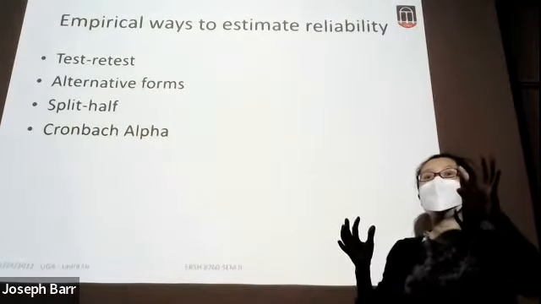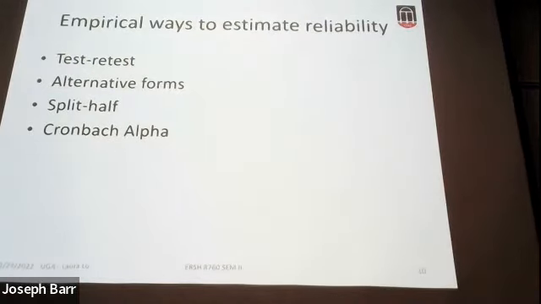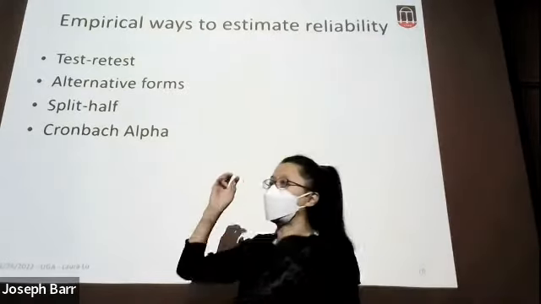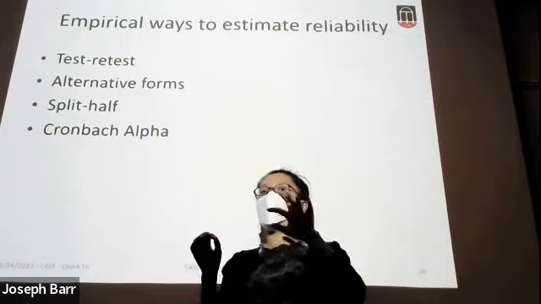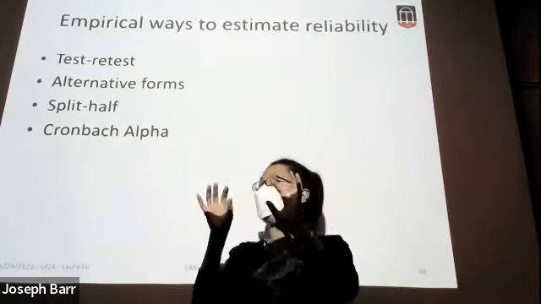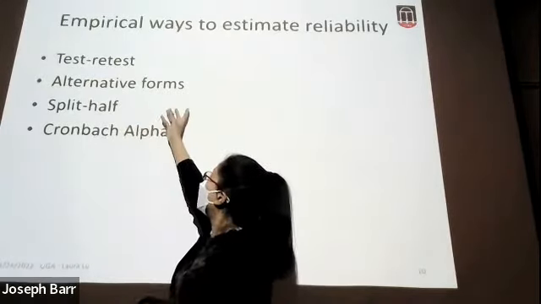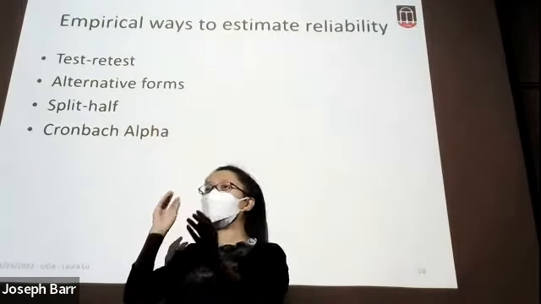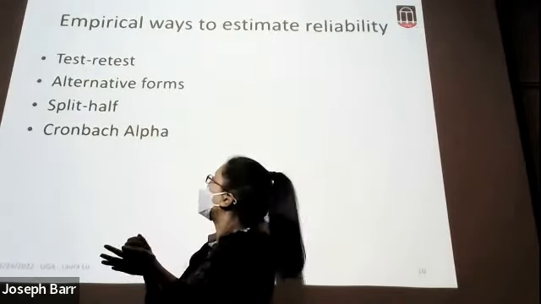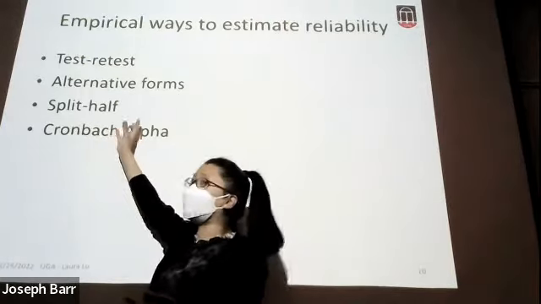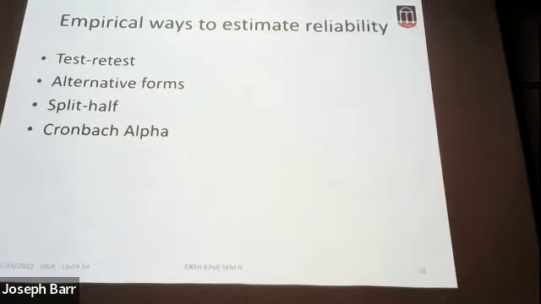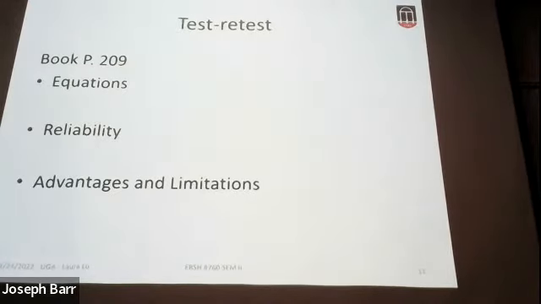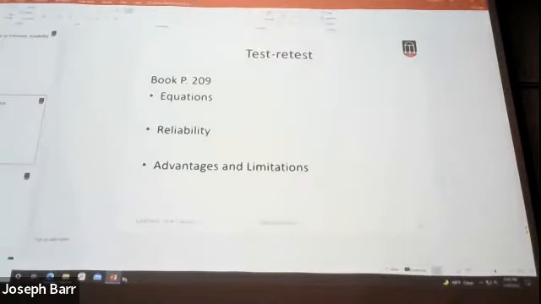And then alternative forms. Actually, let's look at the test and retest first, because there are some disadvantages to test-retest, for example, the memory effect. When you do it the second time, it actually cannot measure the true score; it's different. So we can have alternative forms, which also have some limitations or disadvantages. Then we can have split half, and then we can have Cronbach alpha. So let's look at the test and the retest. So it's 209.